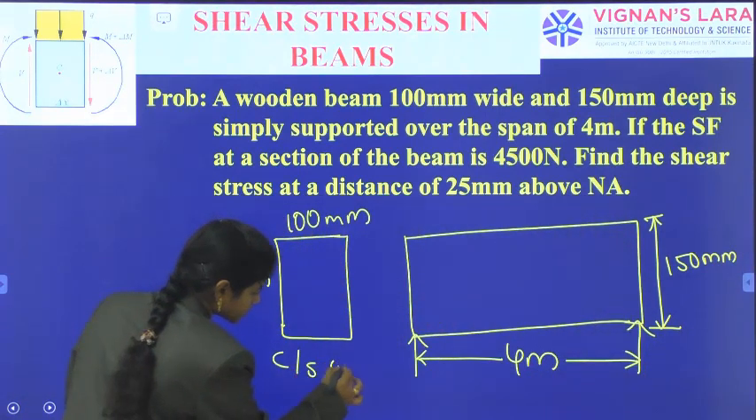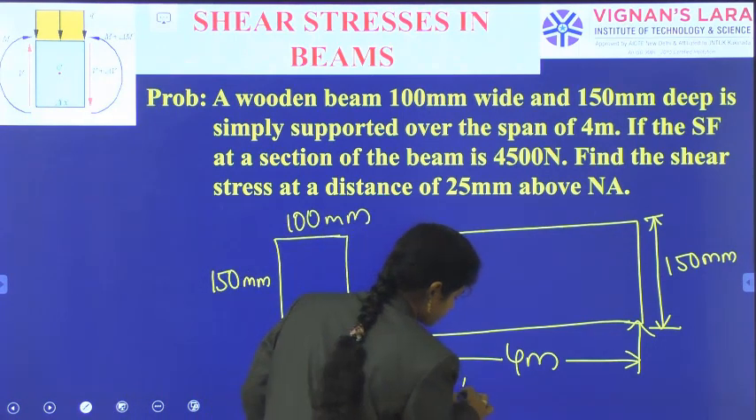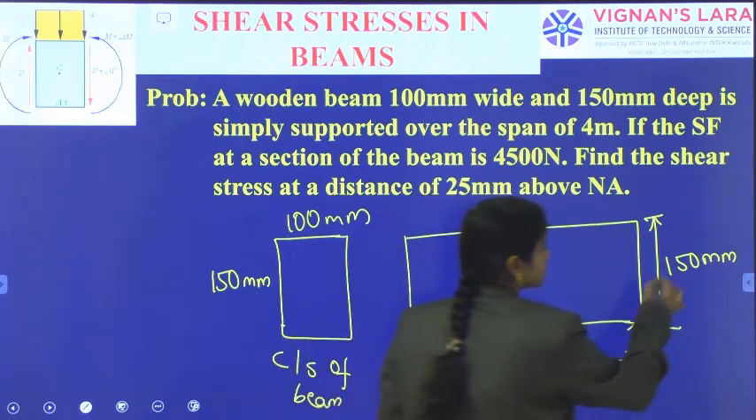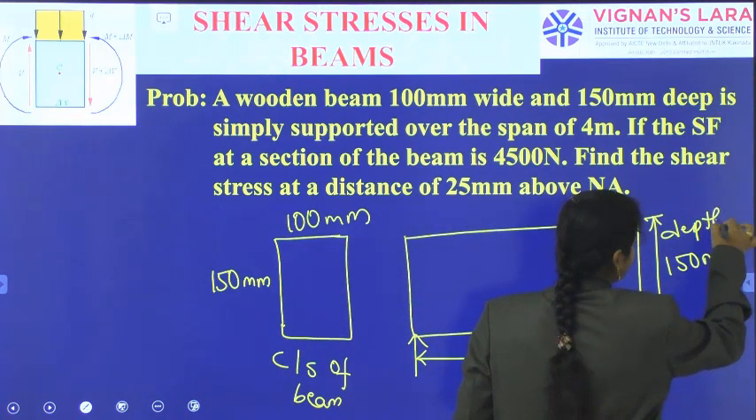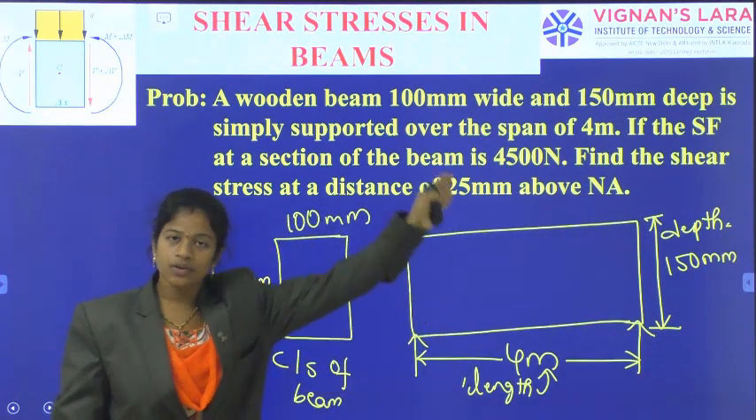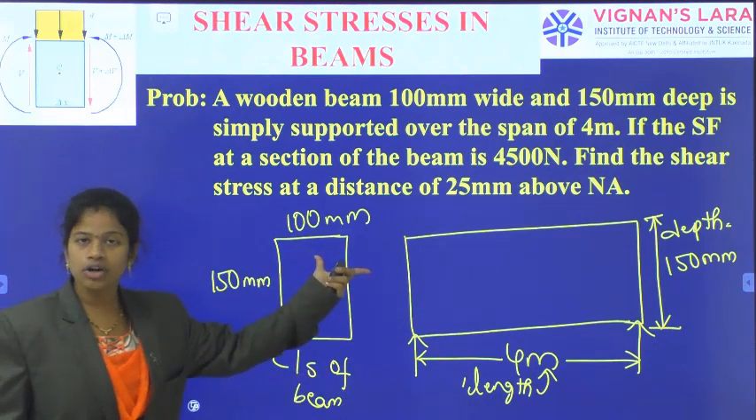Okay, cross section of beam, and this is the length of the beam. This one is the depth. So this is the length and depth. When we see the cross sectional view, this is the appearance of the cross section of the beam, with the width also appearing.